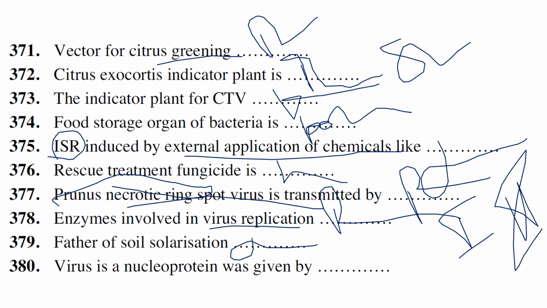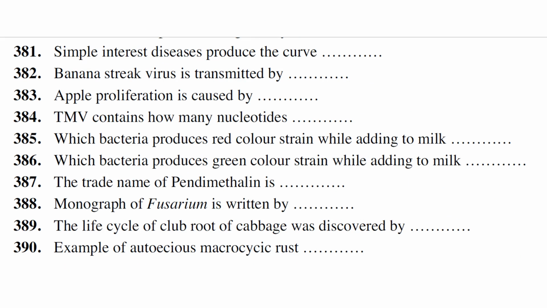The next one: virus is a nucleoprotein, was given by Bowden and Pirie. There are two scientists who called virus a nucleoprotein. Why did they call virus a nucleoprotein? Because virus is a combination of nucleic acid and protein, right? So that's why they called it a nucleoprotein. Bowden and Pirie, 1936. A simple interest disease produces a curve called the saturation curve.